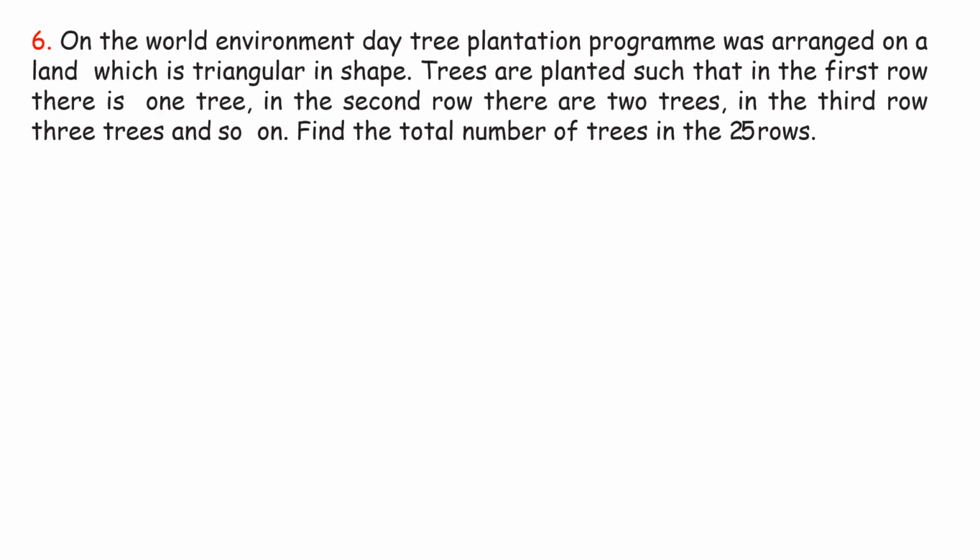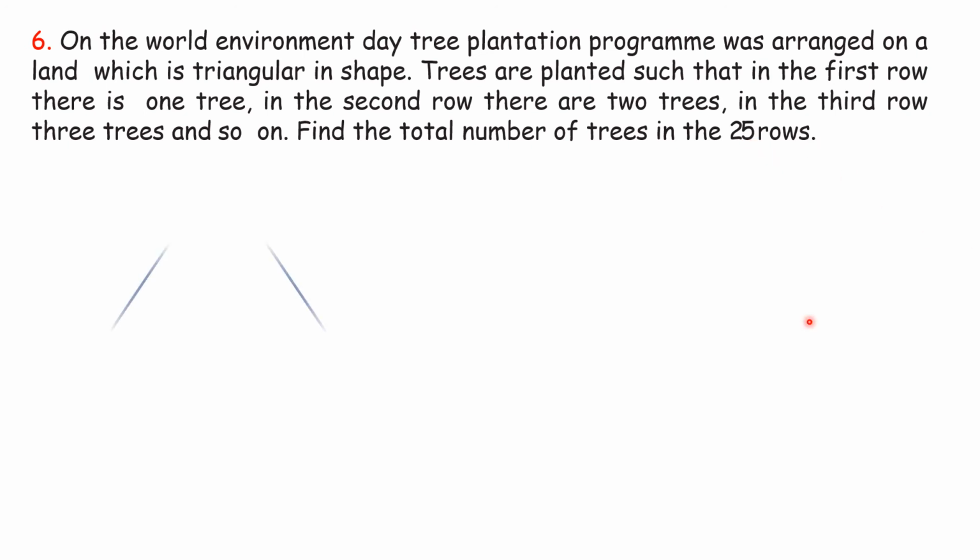Last example, sixth one. On the World Environment Day, a tree plantation program was arranged on a land which is triangular in shape. Trees are planted such that in the first row there is one tree, in the second row there are two trees, in the third row 3 trees, and so on. Find the total number of trees in 25 rows.